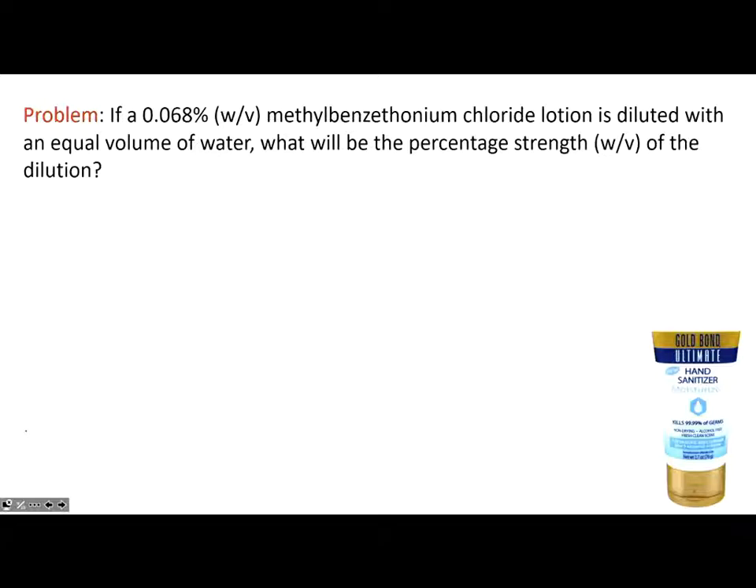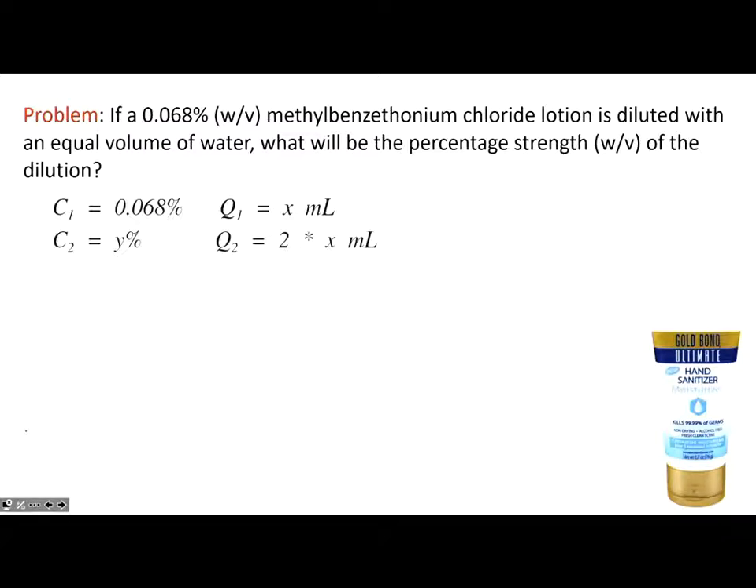So let's read the question. It says, if a 0.068% weight per volume concentration of methylbenzethonium chloride lotion, which is kind of an antiseptic, you can see the ingredient down below there. But anyways, if that lotion is diluted with an equal volume of water, what will the percentage strength be of the dilution? So if we start with 0.068% and essentially double the volume, but don't add any drug, what is the final percentage strength? Well, you can solve this doing it the same way we've done everything.